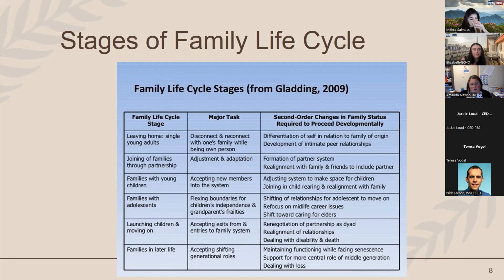Some of the life cycles: leaving home, when there's a single adult, right? They're disconnecting from their one family unit and creating their own, or figuring out how to create their own, exploring how to connect and build those relationships. Joining families through partnerships: there's a relationship, a dyad, that occurs, and adjusting and realigning with that, and what that looks like for them, their friends, their family members. That can be really difficult and really stressful.